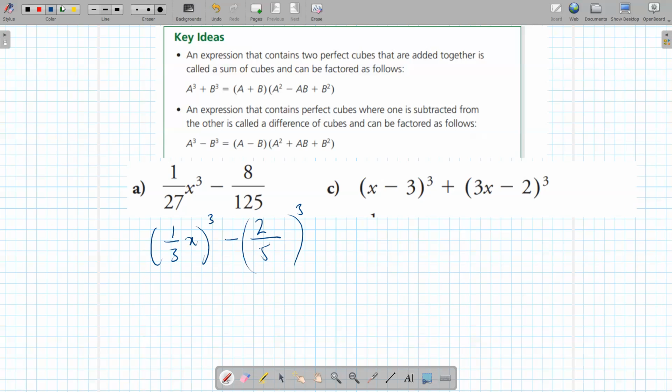Okay. And then we're just going to use the minus formula where it says a minus b. So tell me what we get here. 1 over 3x minus 2 over 5. Yeah, that part is easy, right? What about the next bracket?